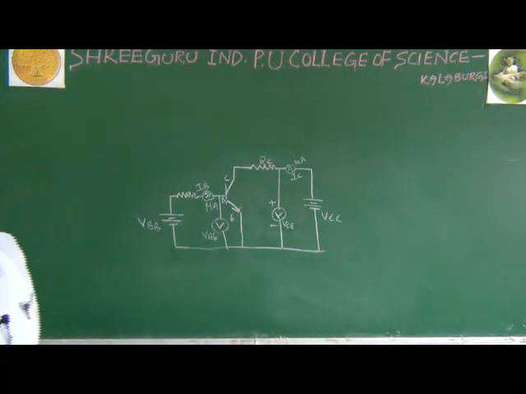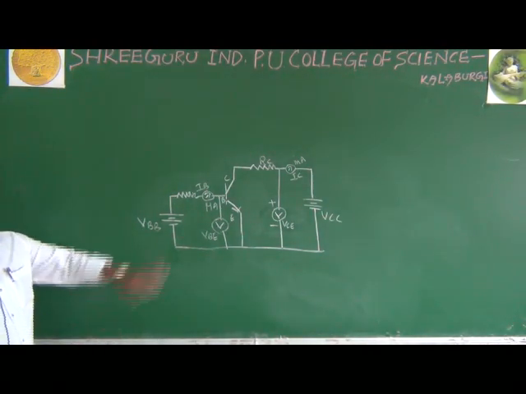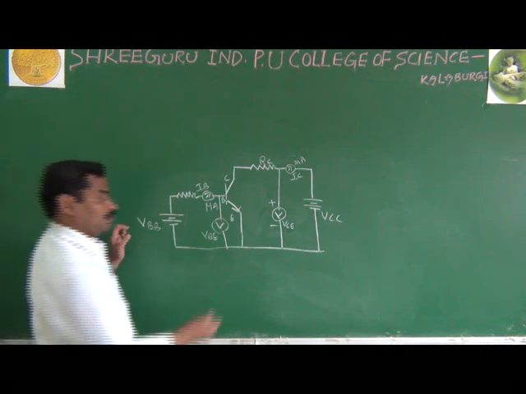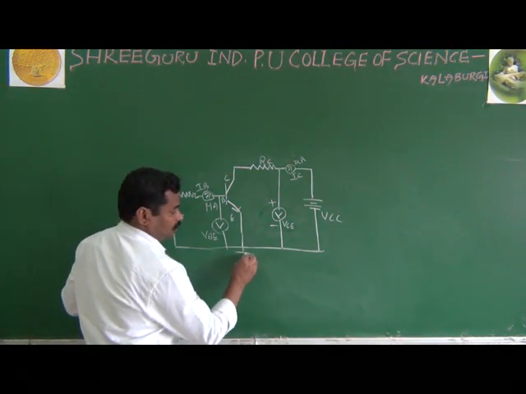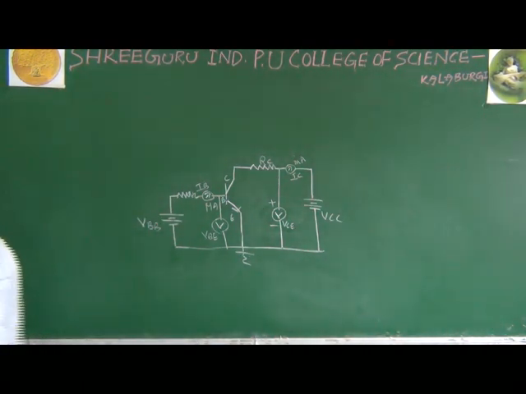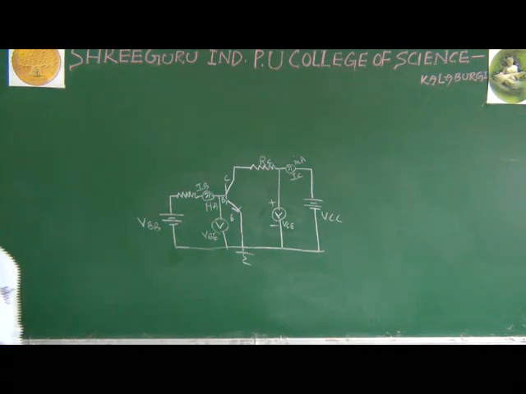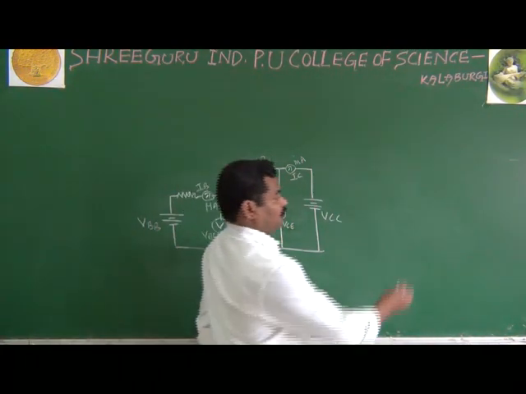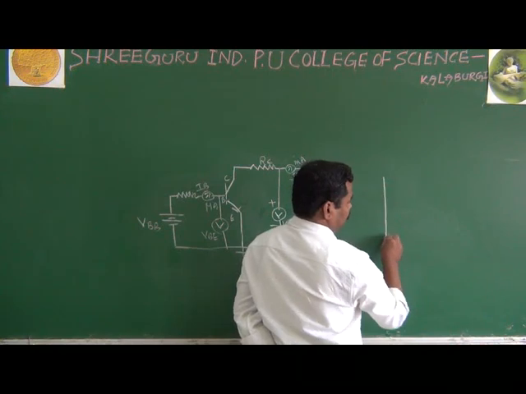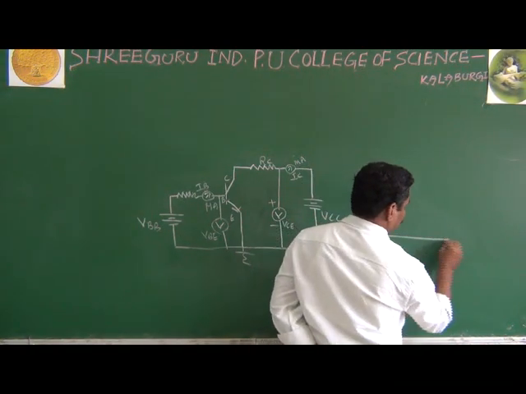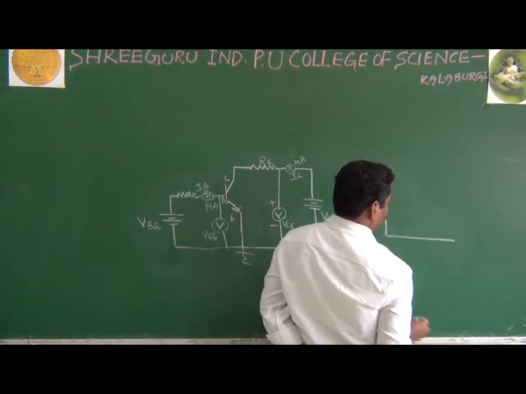Now, as I said, this is the circuit diagram, and it is common for both. They may ask the question about the input characteristics, or they may ask the question about the output characteristics. The circuit diagram is common for both. First you go for the input characteristics. In input characteristics, we have to draw the graph, and by the graph you have to explain the importance of the input characteristics.